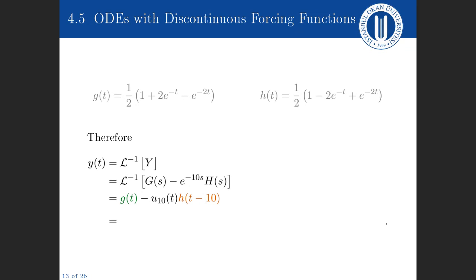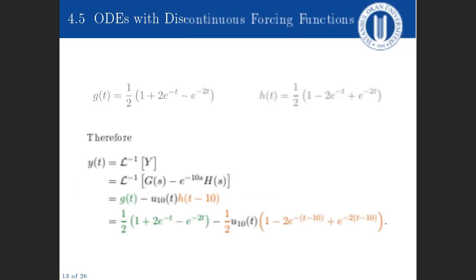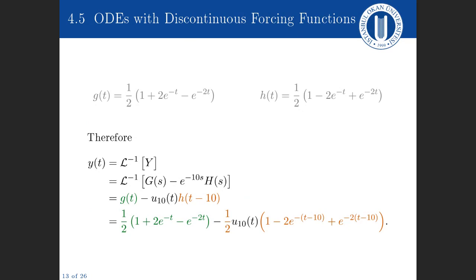We know small g, we know small h. Small g we can just put here straight away. Small h we'll put here, but every t we need to replace by t minus 10. So the final answer to this problem is a half 1 plus 2 e to the power minus t minus e to the power minus 2t, minus a half u10 of t, 1 minus 2 e to the power minus (t minus 10) plus e to the power minus 2(t minus 10).